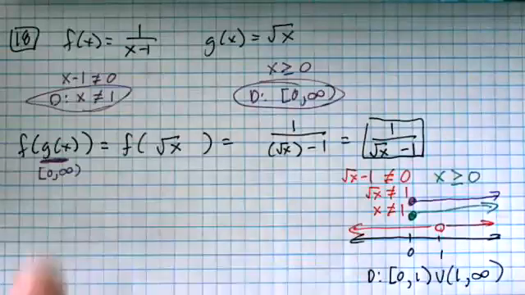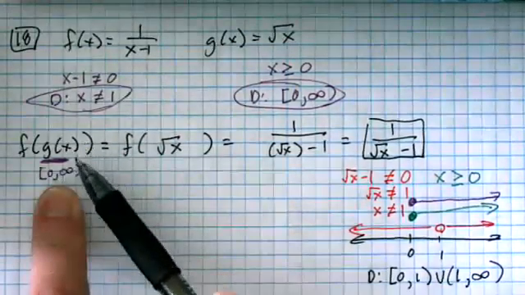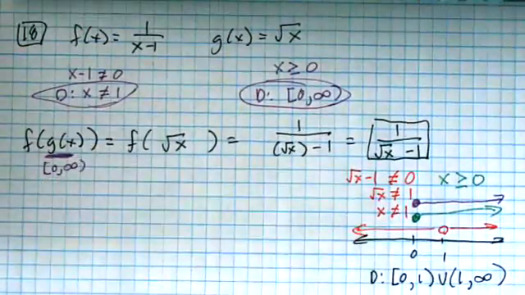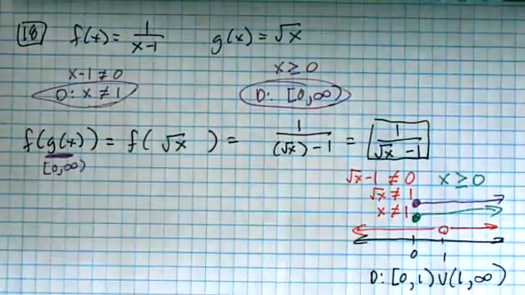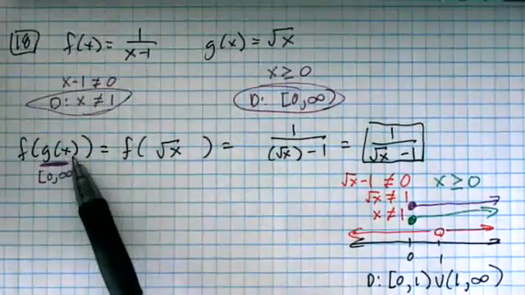We found this because in order to do f of g of x, remember when we put those machines together in that factory, x is the input for the overall factory, but it's got to go through the g machine first. So we got to make sure that it's not going to break the g machine.